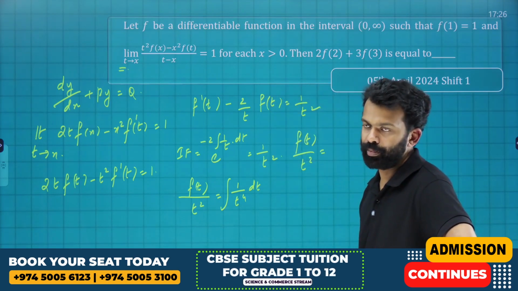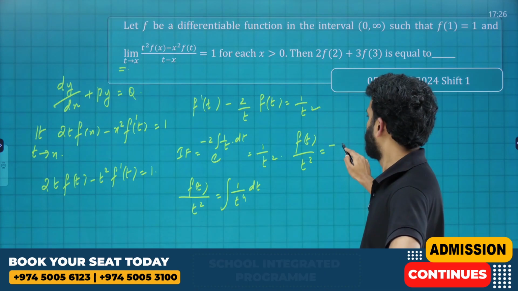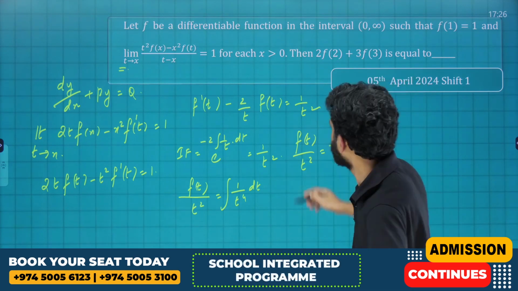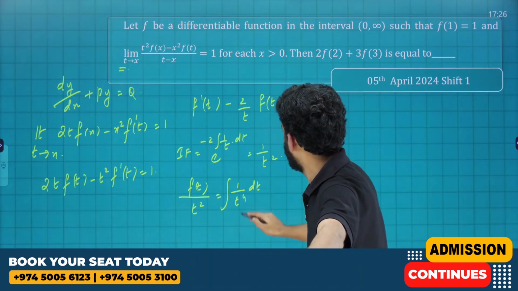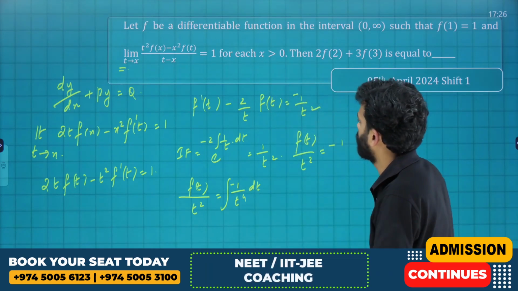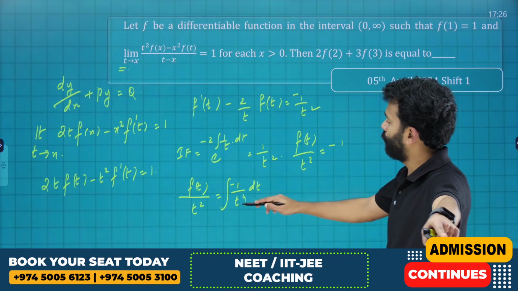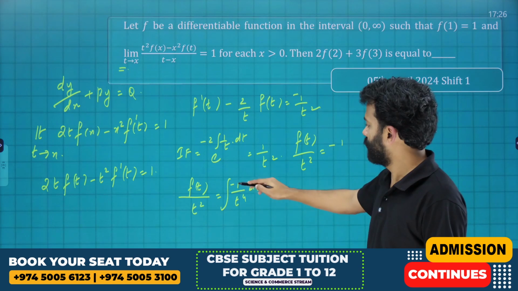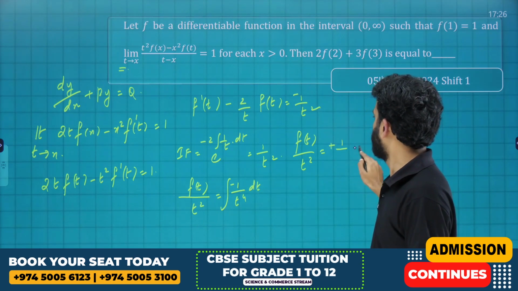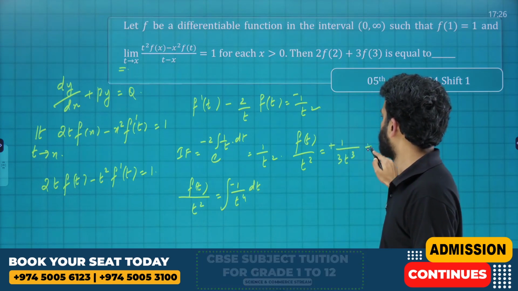T raised to minus 3 divided by minus 3. That is, this becomes minus 1 by t square, right? Sorry, my mistake. Therefore, it will be minus 1 by t square. So if you integrate, it will be t raised to minus 4 plus 1, which is t raised to minus 3, divided by minus 3. That becomes plus 1 by 3 t cube plus c.